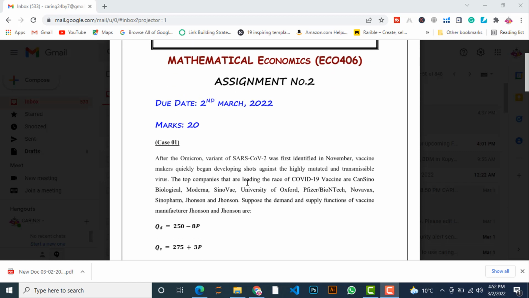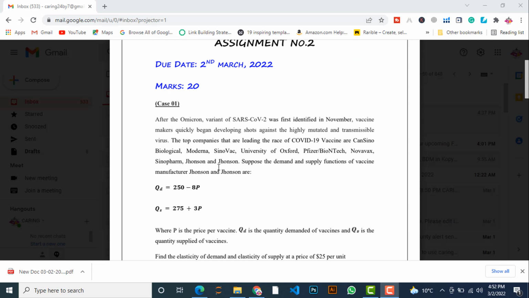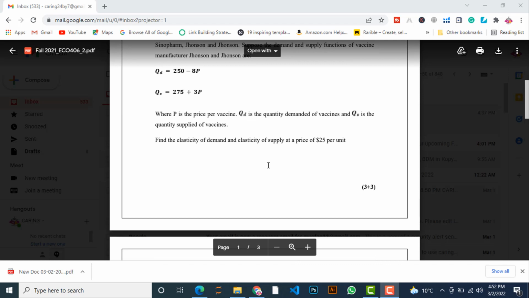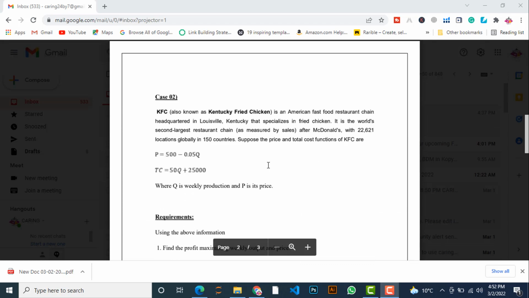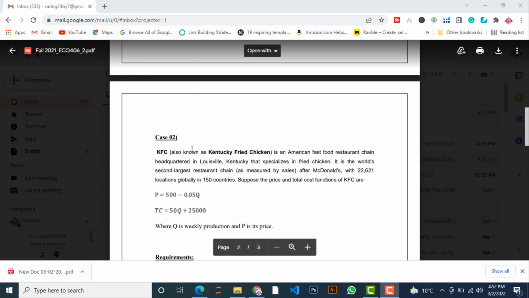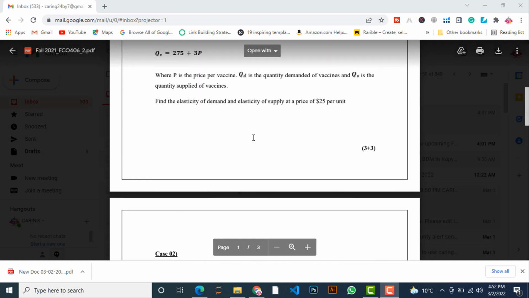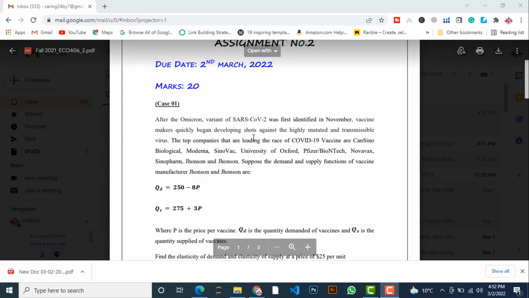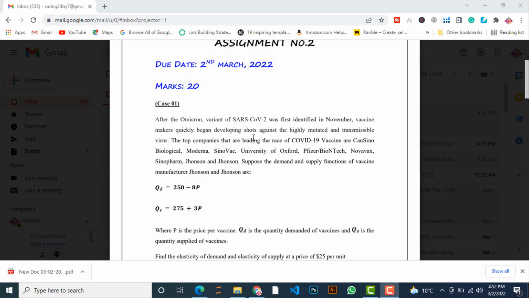So let's review the assignment. It has case number 1 and case number 2. Case number 1 has 6 marks and case number 2 has 6 plus 8 marks. It has two parts. The first part is 6 marks and the second part is 8 marks. Similarly, 3 plus 3 means part 1 has two assignments and each has 3 marks. So without delaying time, let's start the assignment by reading the first case.